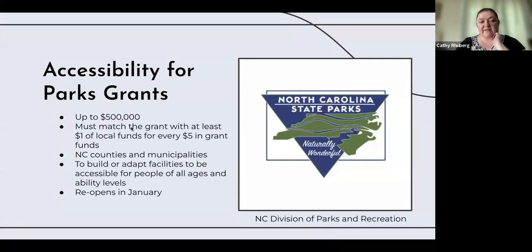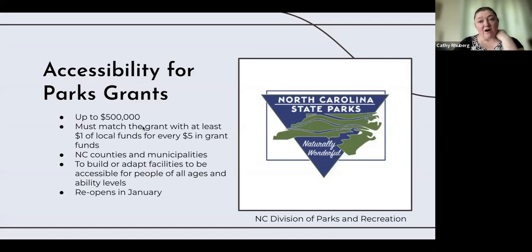Now, this one is a very big, really great grant. It reopens in January. Usually it closes around late March, but this is one that you have to do a lot of preparation for. So if you click on the link, you'll get to see more about what you need to do in preparation. This is up to $500,000.